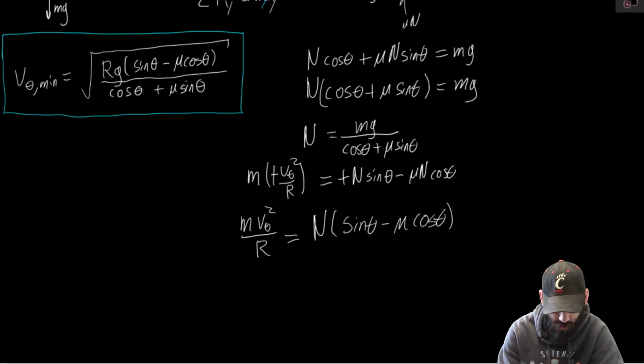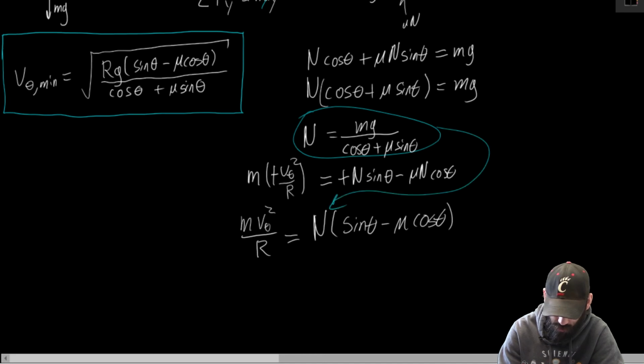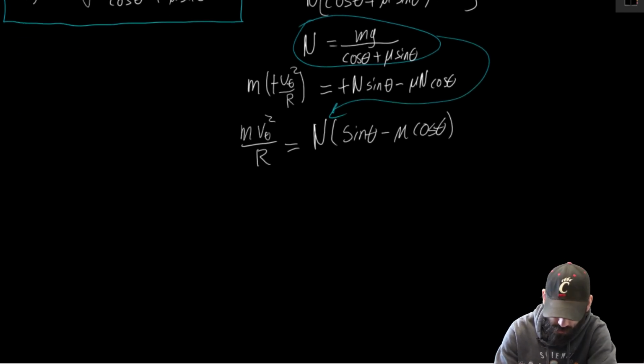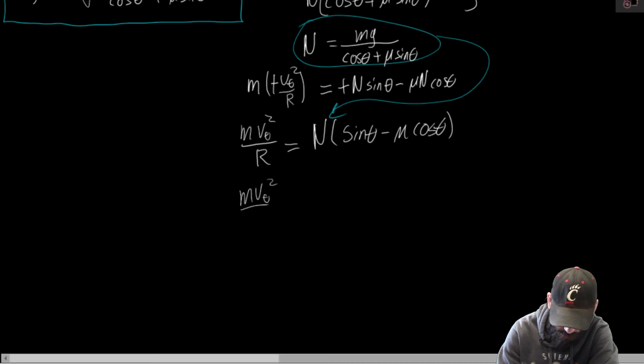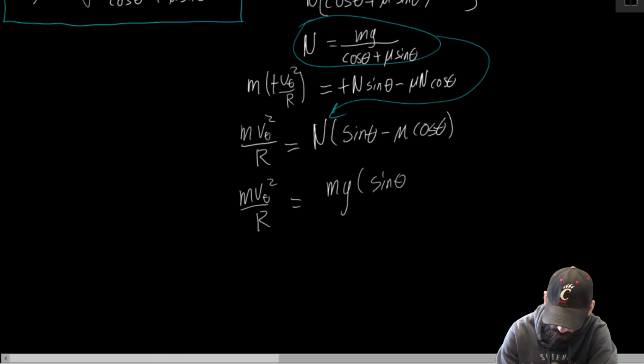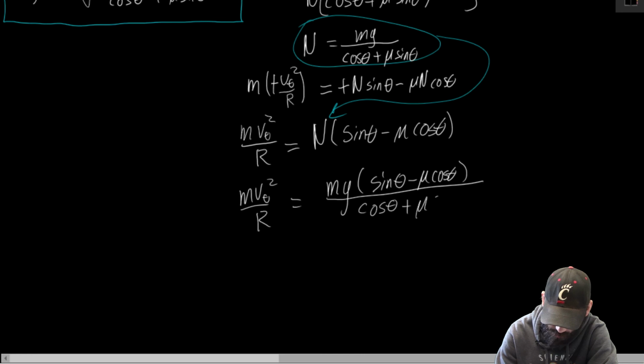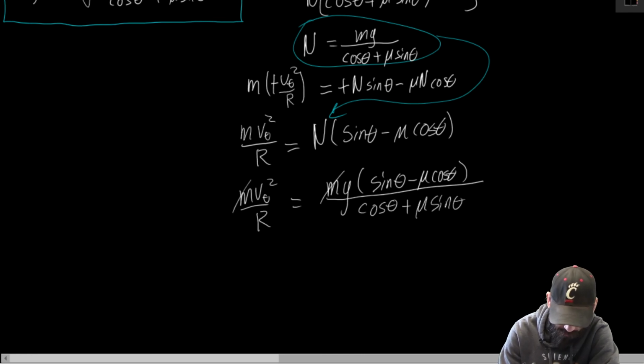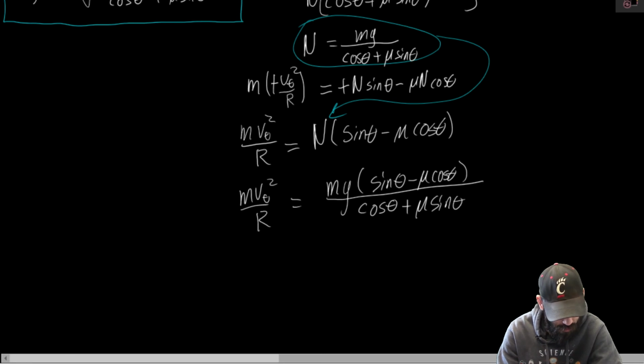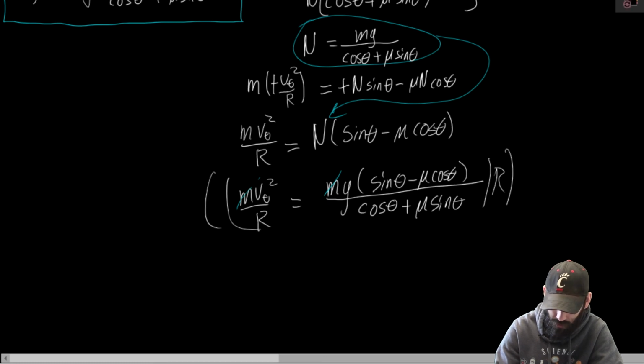Take this n that we solved for here and then plug it in there. And when we do that, we're going to see that mv theta squared over r is going to be equal to mg times sine of theta minus mu cosine of theta divided by cosine of theta plus mu sine of theta. Cancel our m's. So let's do that in our typical color here, this light blue. So cancel our m's, move our r to the other side, take a square root. So multiply by r, and then raise the whole thing to 1/2 power.